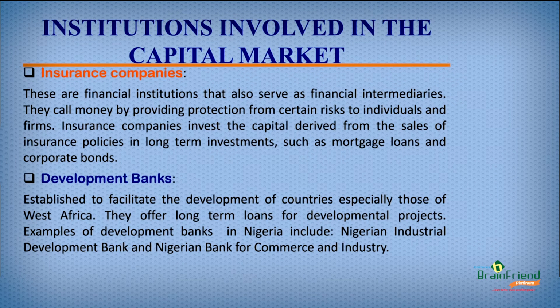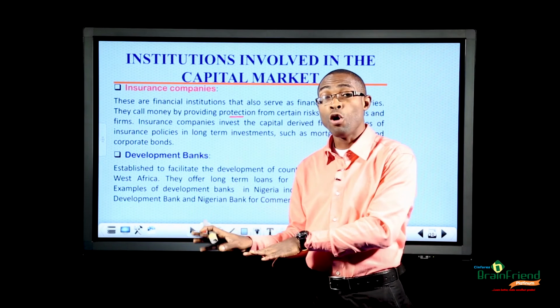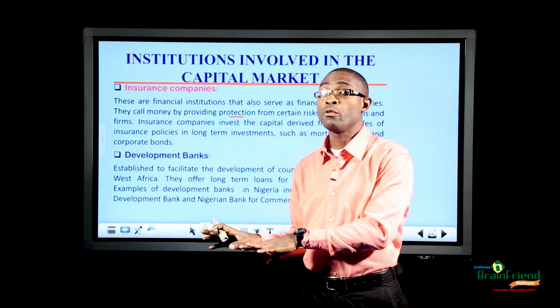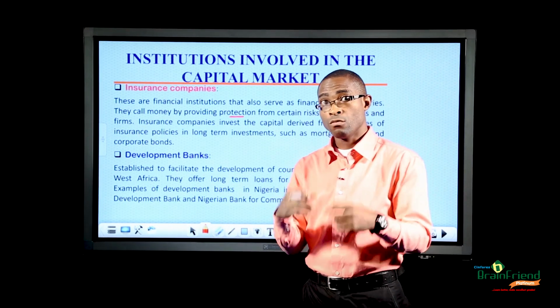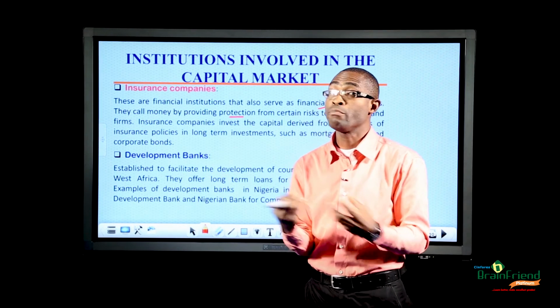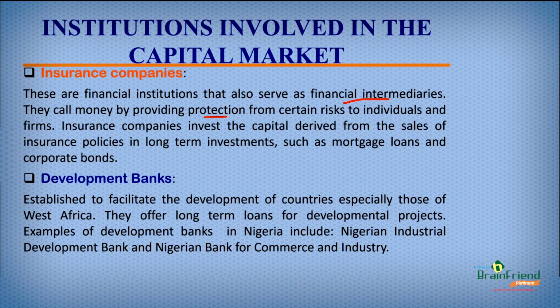These are financial institutions that serve as financial intermediaries. They collect money by providing protection from certain risks to humans and property. Insurance companies invest the resources they have gotten into huge capital projects. That means they also have the ability to provide loans to government and big investors from the proceeds they get from people who come to pick up insurance policies from an insurance company.